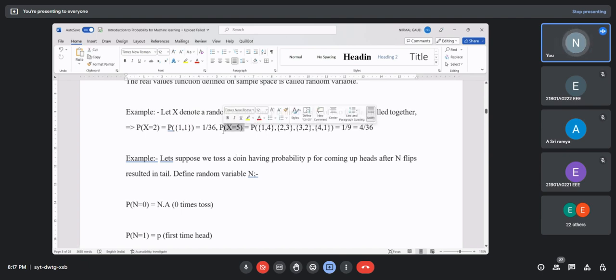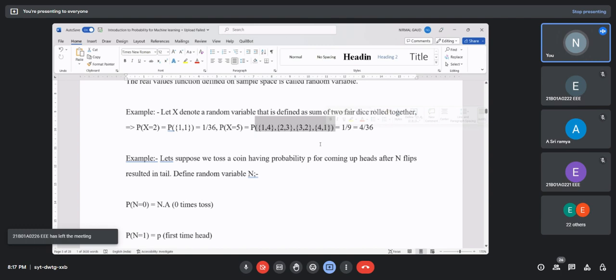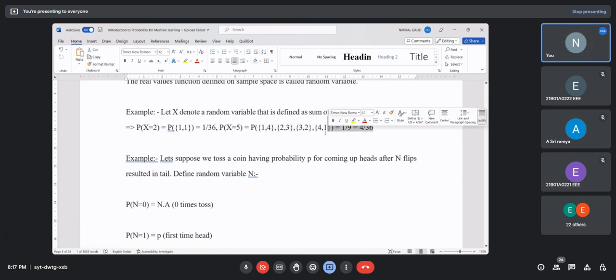If I would say X equal to 5, that means the result should be 5. So how am I going to get the result as 5? 2 plus 3, 3 plus 2, 1-4, 4-1. This is how I'm going to get 5. So the probability is 4 by 36, that will be 1 by 9.